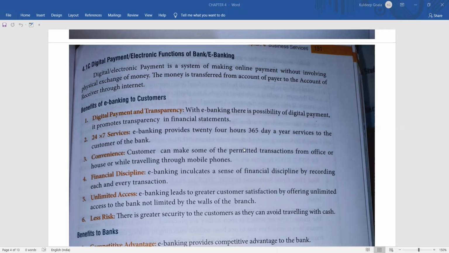As you all are aware, we have been going through chapter number 4, where we are going to learn about business services. In the previous video, I discussed the different types of accounts and the banking system. Today, we are going to learn about the digital payment or electronic function of the bank, and along with that, we'll be learning about other items also. So we'll start with the digital payment electronic function of bank, or e-banking.